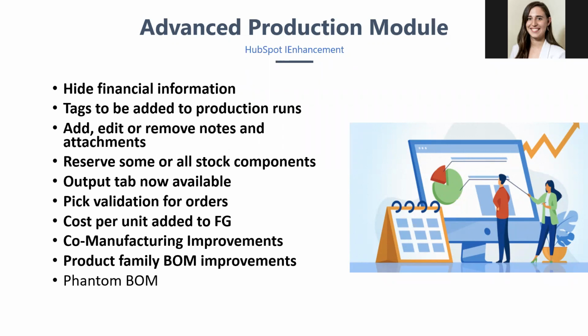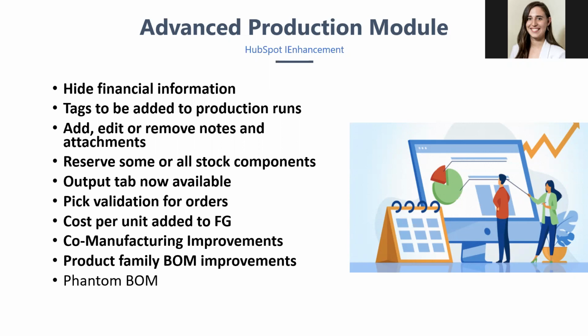This output tab is available as soon as a production run is created. This allows input of serial numbers and batch numbers. Also pick validation for production orders. So whether it's picking validation for serial numbers or for quantities picked, these can all now have a validation process in place. So if there's an incorrect serial number or incorrect pick quantity, then an alert will be given.